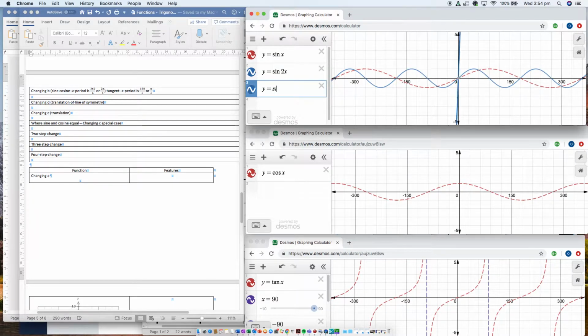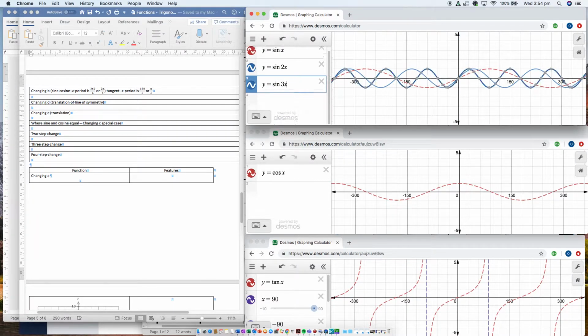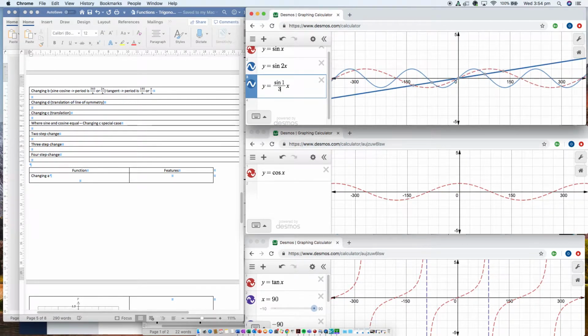Let's try one more, and I might have to delete the other one because it's a little bit confusing when you start plotting all these. Let's go a third. Let's chuck that in there, and let's go 1 on 3 x like that. Okie dokie. Now what we need to do is change the scale axis on this. So I'm going to go to 720 degrees, and let's make it a half actually, just so we can fit it all in. Okay, and let's get rid of that.